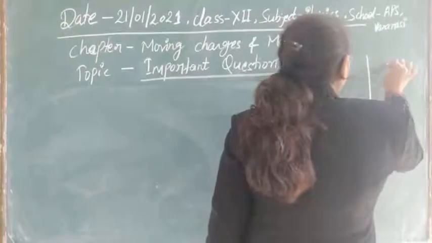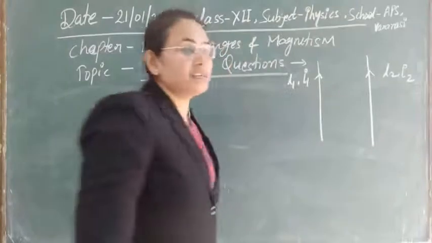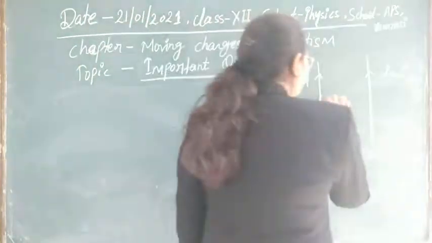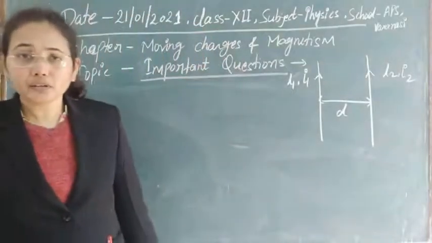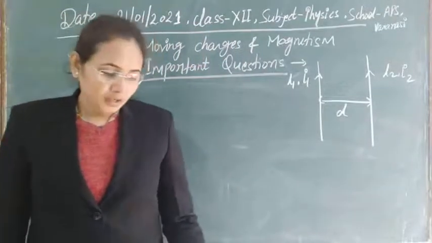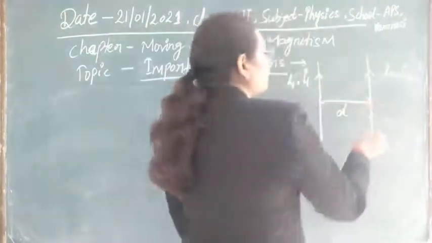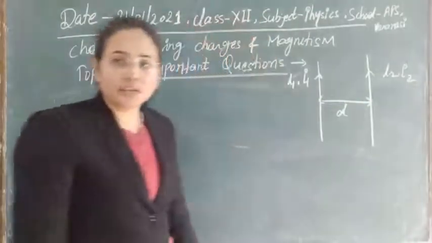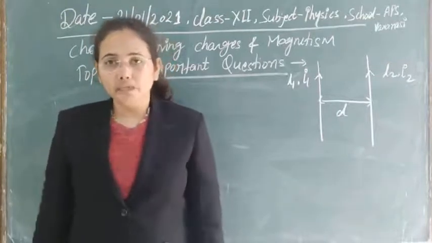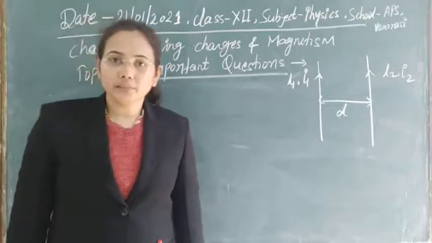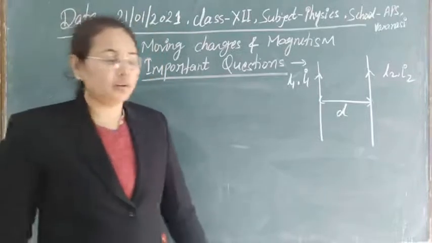This one is of length L2 and carries a current I2. Suppose they are carrying current in the same direction and are kept close to each other, with distance d between them. Obviously, this current carrying wire will produce a magnetic field here, and we calculated this value in the previous class using Ampere's law. It is equal to mu 0 I upon 2 pi d. Clear? So these are things we have calculated already.